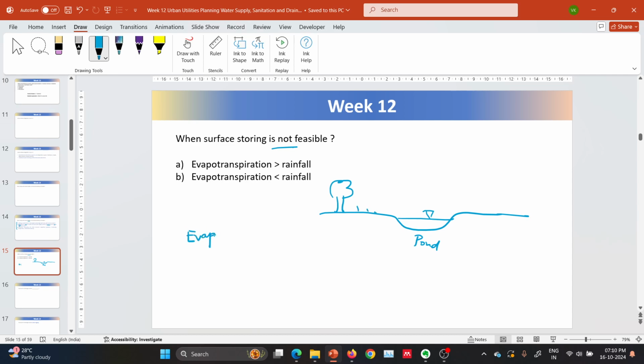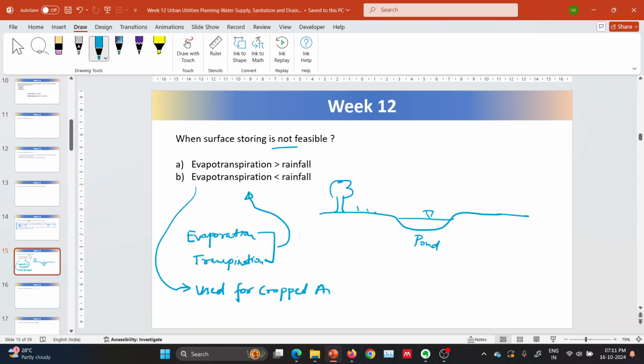Evaporation and transpiration combined, these are called evapotranspiration. So near the cropped area, this term is mostly used because from the crops there will be transpiration, and from the soil it is evaporation. So this term is used for the cropped area, and mostly in agriculture.